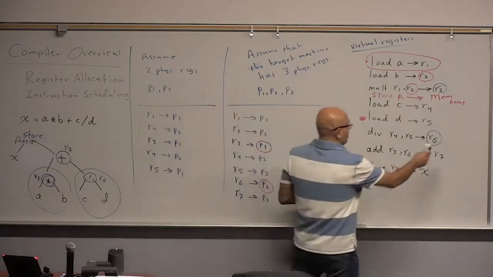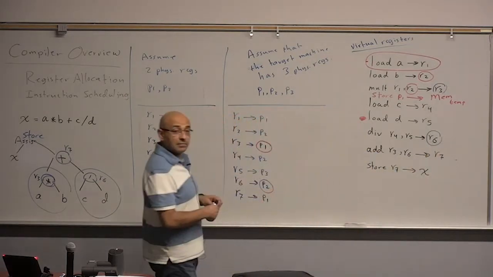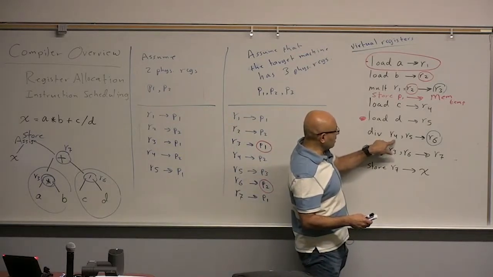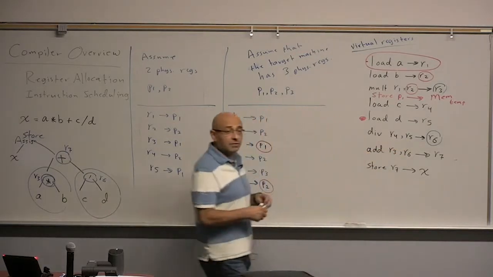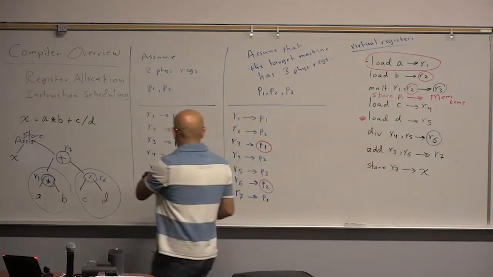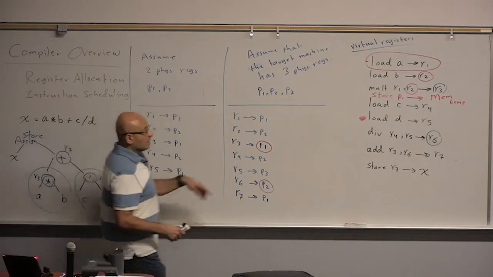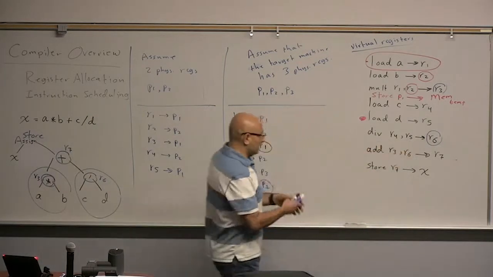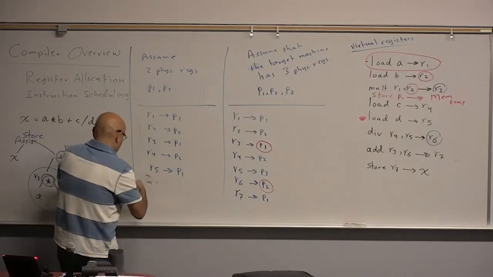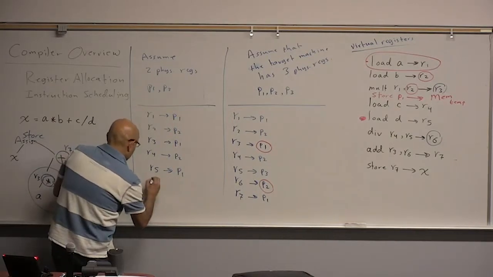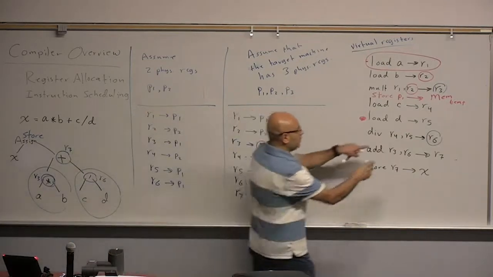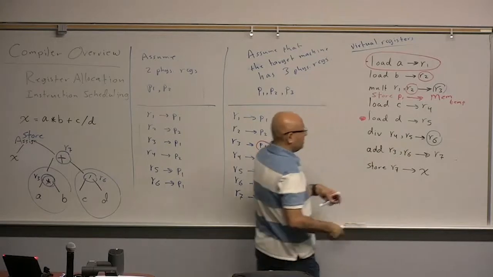Okay. Now for R6, which register can we use? After this point, are R4 and R5 going to be live or dead? They're dead. So we can reuse either P1 or P2, because R4 and R5 will no longer be needed. So we can say, okay, we'll put R6 in P1, because both of these will not be needed after this instruction.